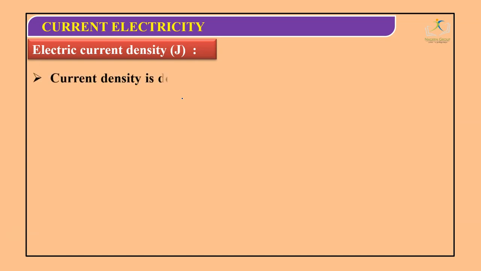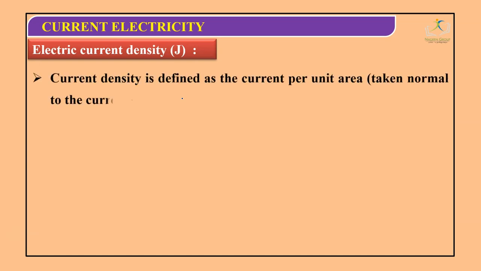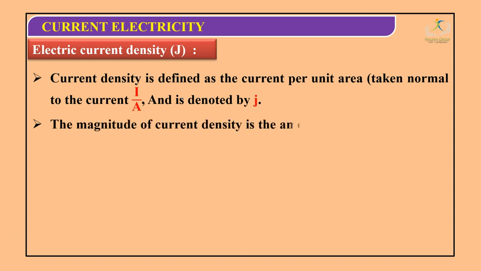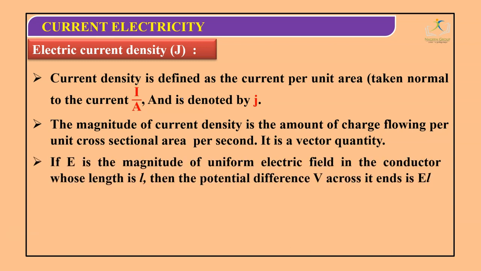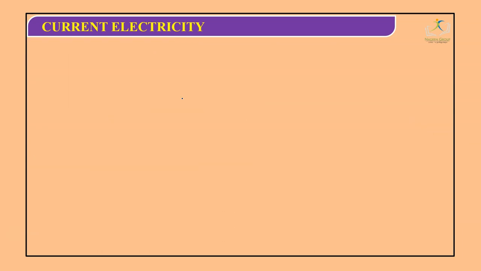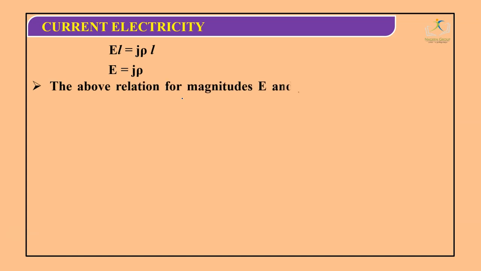Electric current density J. Current density is defined as the current per unit area, that is, J is equal to I by A. The magnitude of current density is the amount of charge flowing per unit cross-sectional area per second, and it is a vector quantity. If E is the magnitude of a uniform electric field in the conductor whose length is L, then the potential difference V across its ends is EL. So EL is equal to J rho L, and E is equal to J rho.